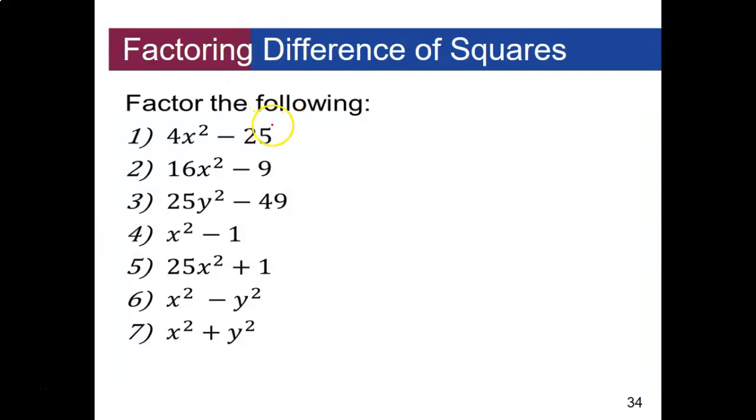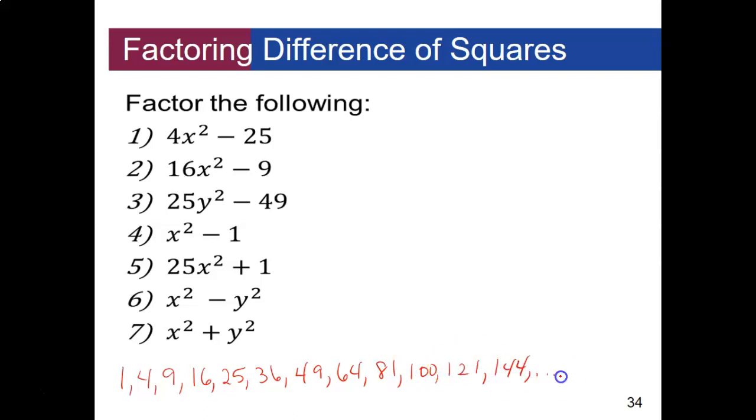Okay, so looking at these, if we go through and try to factor for the difference of squares, the first one here that we have is 4x squared minus 25. So you really need to be familiar with your squared terms. So 1 squared is 1, 2 squared is 4, 3 squared is 9, 4 squared is 16, 25, 36, 49, 64, 81, 100, 121, 144, and so forth. I'm not going to write all of them out, but these are your perfect squares.